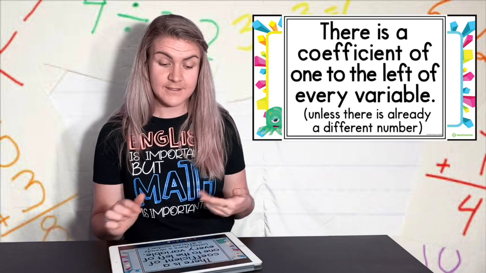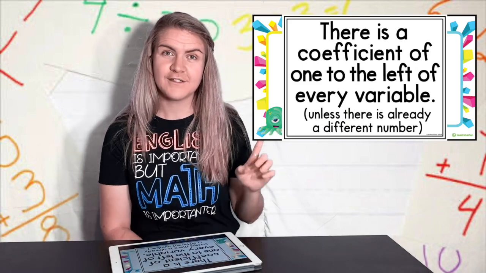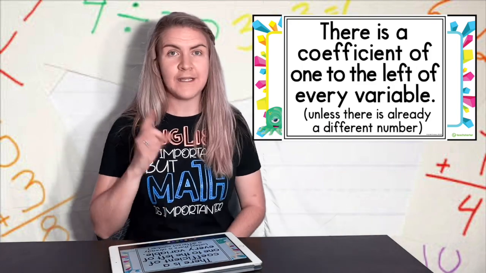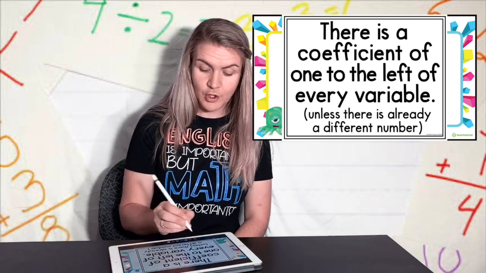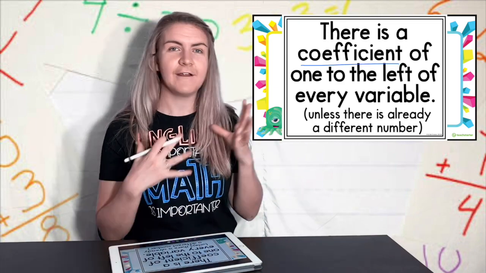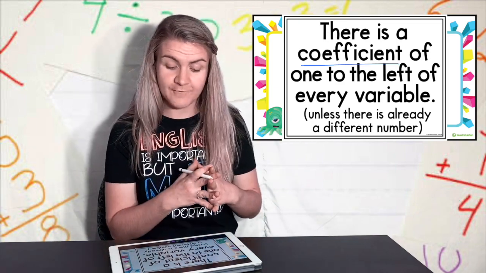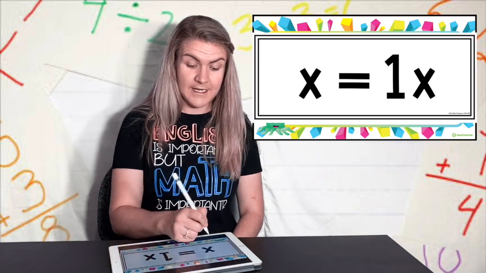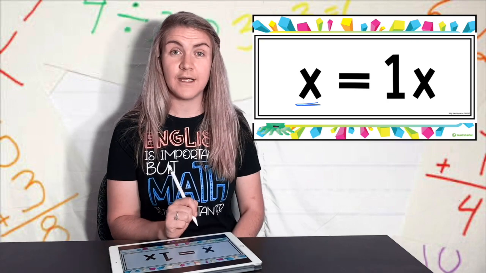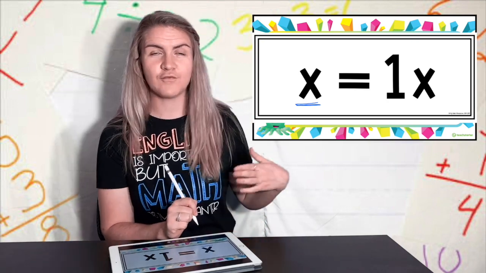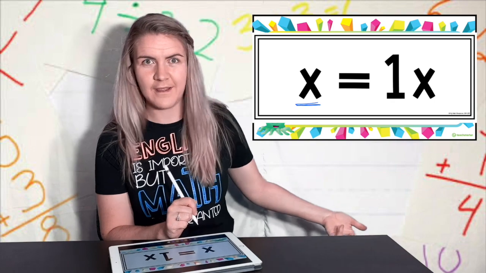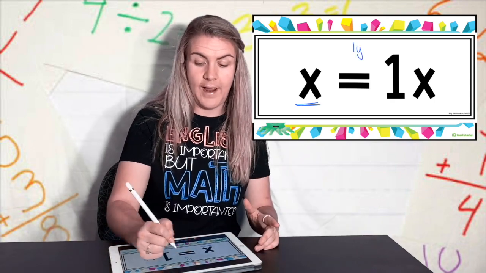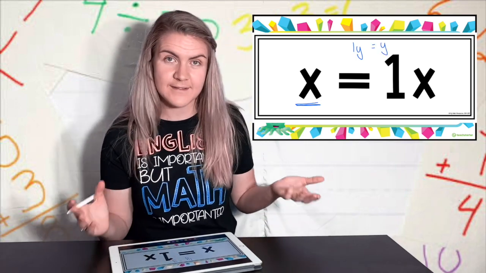The first one is that there is a coefficient of 1 to the left of any variable unless there's already a different number there. Now, what do I mean by that? Let's remember, coefficient is the number in front of a letter. And there's always a coefficient of 1 if there's no other number. So basically what that means is if you see x, it's 1x. But we don't have to write the 1 every time, we can just write x. If I have 1y, I don't have to write 1y, I can just write y by itself.